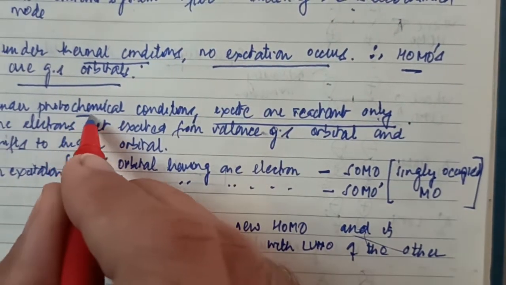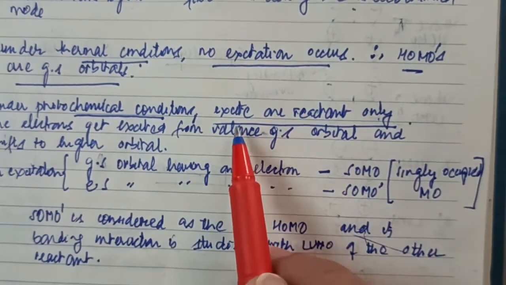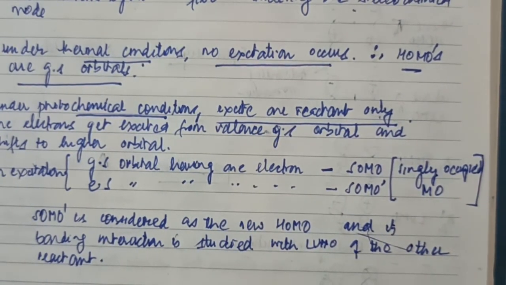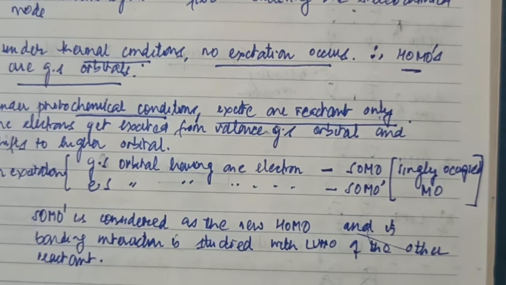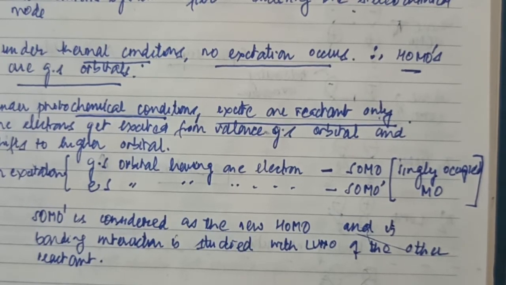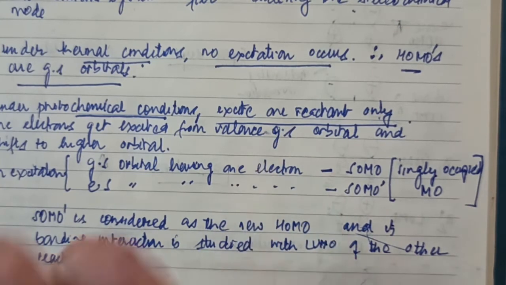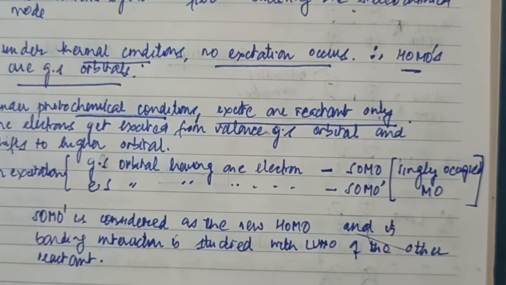But importantly, if you talk about photochemical conditions, under photochemical conditions we have to excite one reactant only. Of course, in cycloaddition reactions, we know there are two reactants. While studying a photochemical reaction, we need to excite only one reactant, not both of them. So either we can excite the first reactant or we can excite the second reactant. That is the first important point.